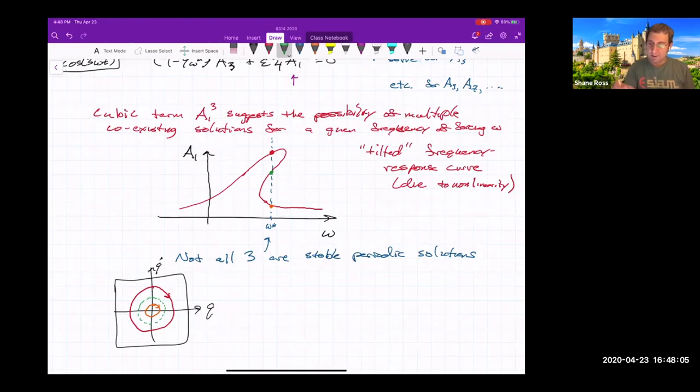If you start with an amplitude that's below that green dashed line, then you're in the region of attraction of this low amplitude response. And if you're above that green line, you're in the region of attraction for the larger amplitude response or attractor. And finding the stability is something we'll just have to get to next time because I have run out of time completely. But that's it.